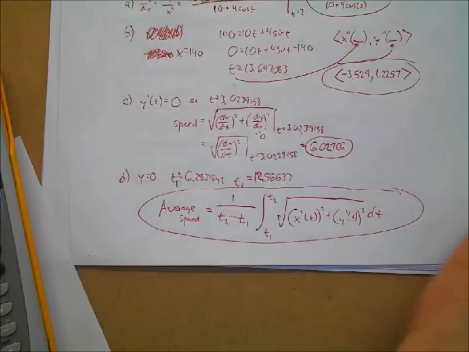Wowzers. Okay, questions on any of that? Sean, question? No? Can you just keep it as 2 pi and 4 pi? Sure, I don't see why not.